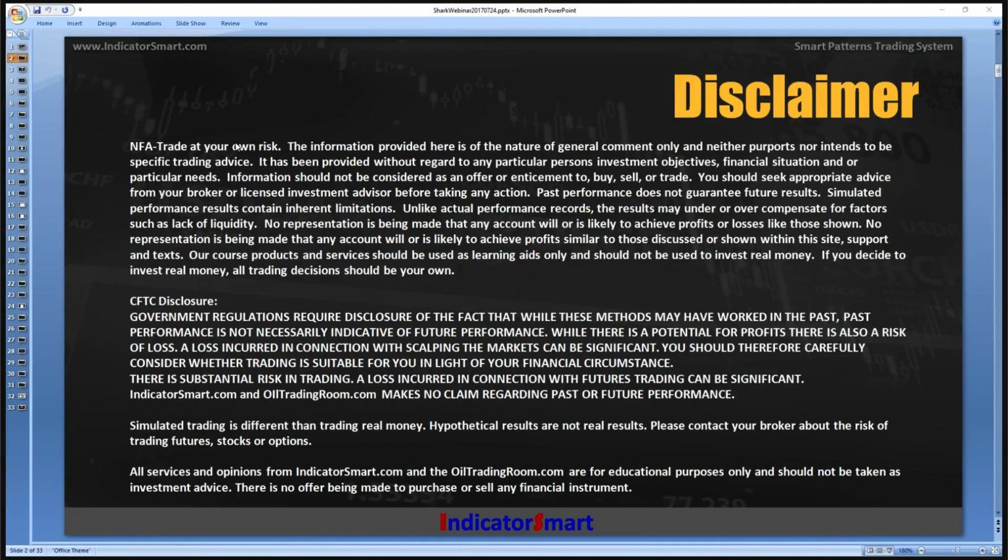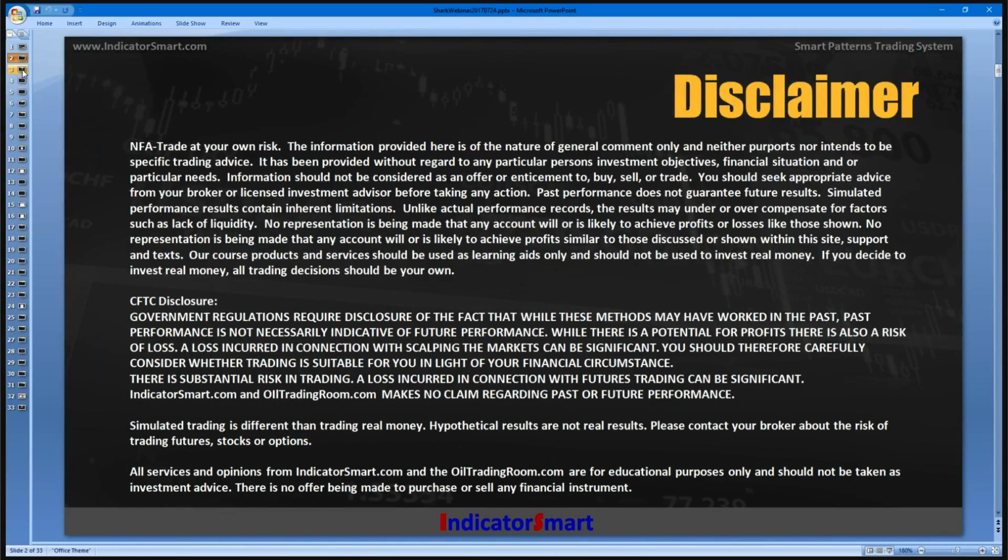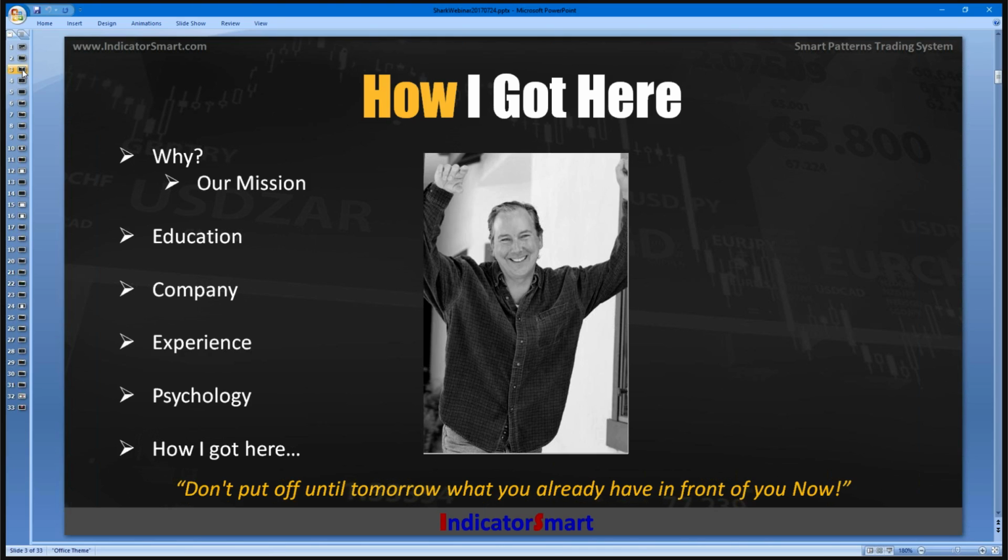So just use risk capital for your trading, and that opens up the door for you to trade the process of trading, some of those processes we're going to talk about today.